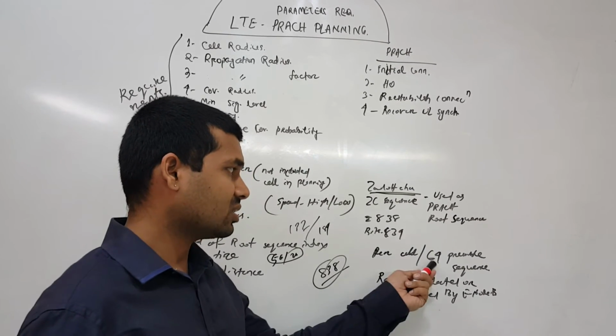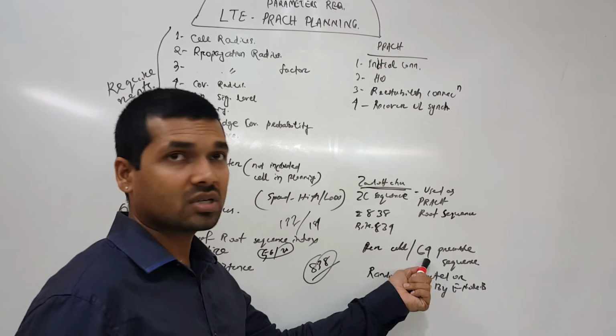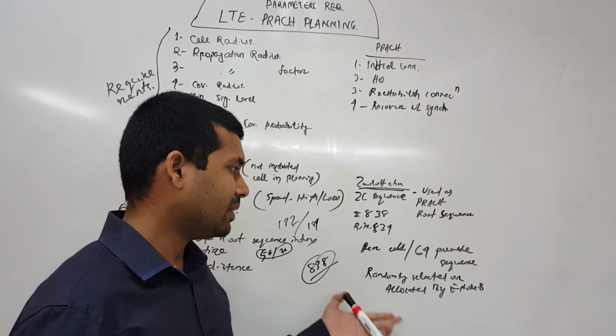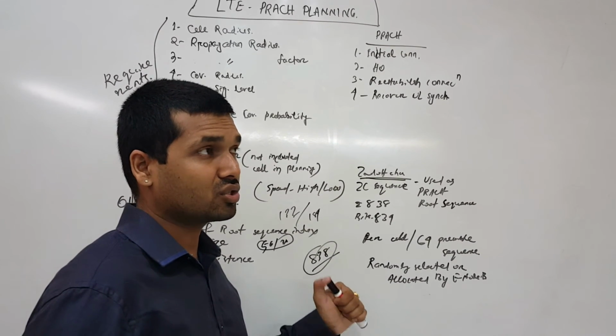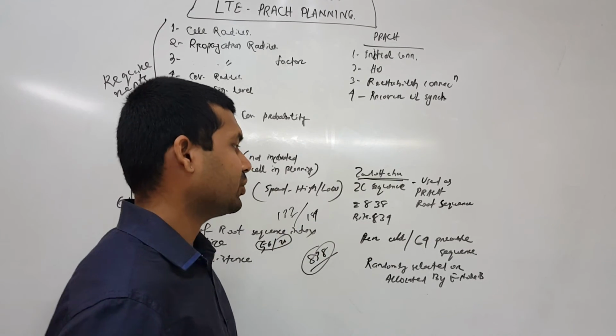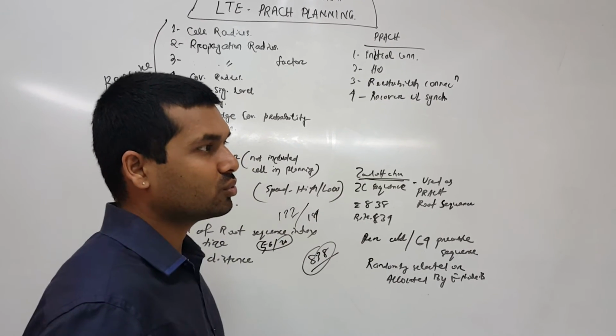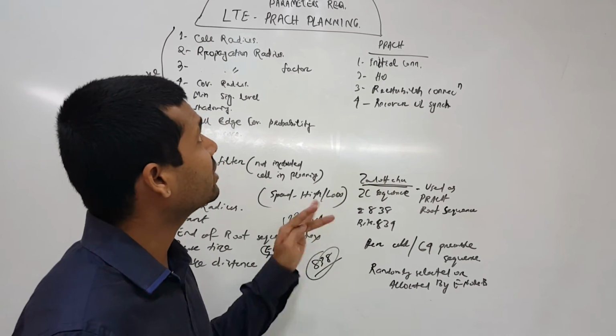838 is the total number of ZC sequences used as PRACH root sequence in LTE. Then we have 64 preamble sequences per cell, and that depends, like we have contention based or contention resolution. Like the Node B has specified some preambles for the users, some are randomly selected. So it's very important to understand the PRACH planning.